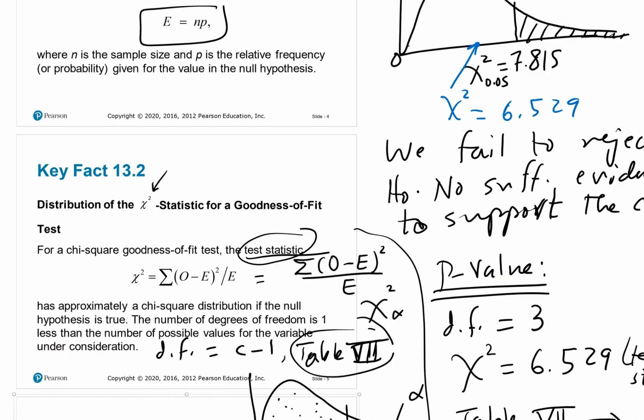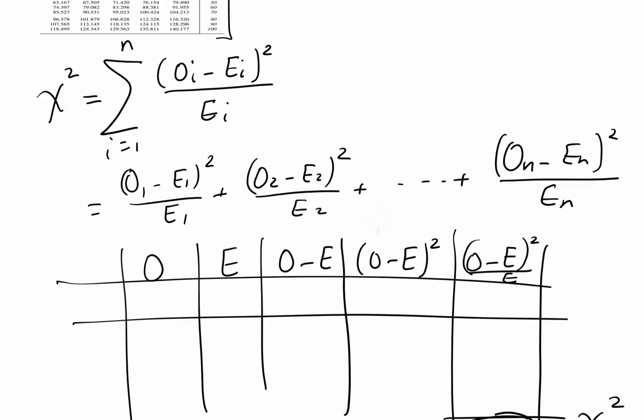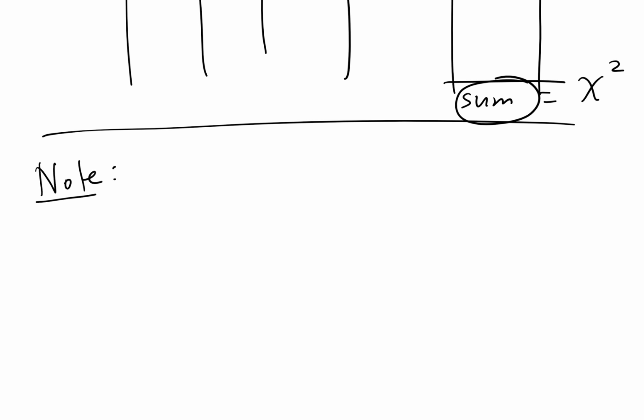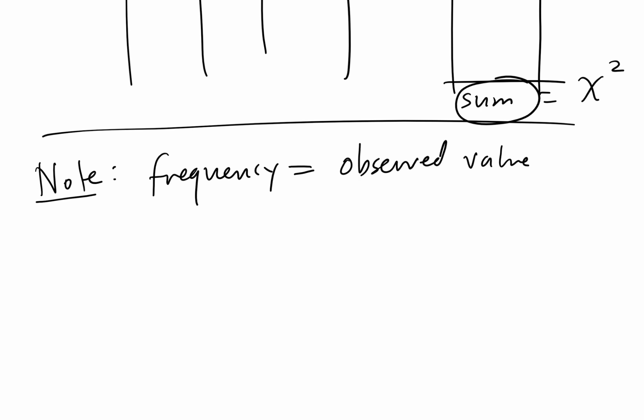Another important thing to note here. Let me show you an example from scratch, as this table was given already to us. Very important note to keep in mind. When they give us a frequency in a problem, the frequency is the same as the observed values or observed value. So just keep that in mind. That's one thing.